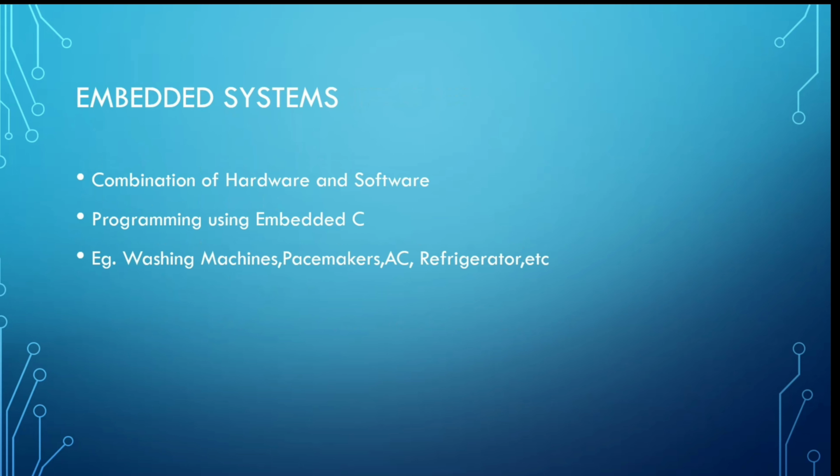In Introduction to Embedded Systems, I learnt about basics of embedded systems. Basically, an embedded system is a combination of hardware and software designed to perform specific tasks. And we also learned how to program an IC using embedded C, using which we have done our project. Examples of embedded systems are washing machine, AC, fridge, pacemakers, etc.